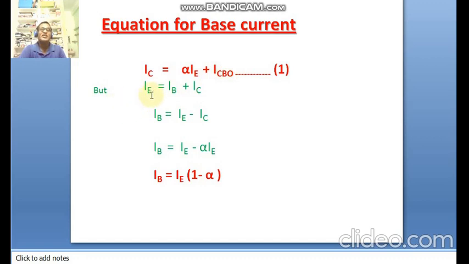The total emitter current IE is equal to the sum of base and collector currents. So IB is equal to IE minus IC, and IC value is alpha IE. Therefore, taking IE as common, IB is equal to IE into (1 minus alpha).